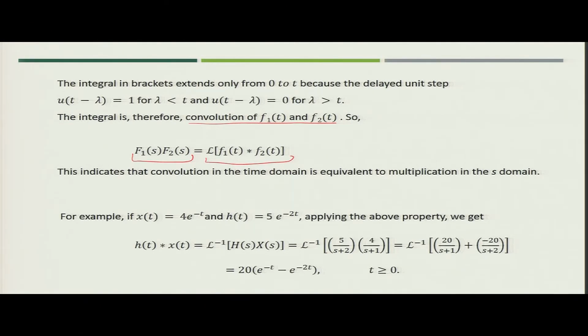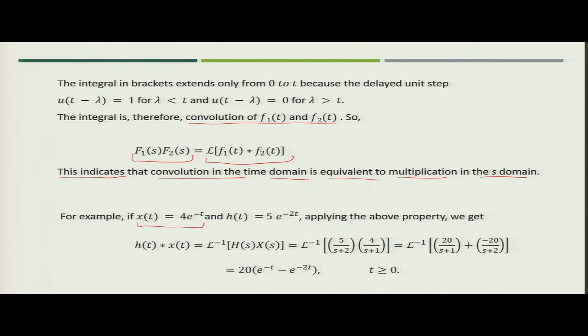So, you can simply say that the convolution in time domain is equivalent to the multiplication in S domain. So, this is how you get, when you rearrange the terms, the justification that the convolution of f1 and f2 is multiplication in S domain. Now, let us take one example so that you can understand how we will utilize this particular concept.